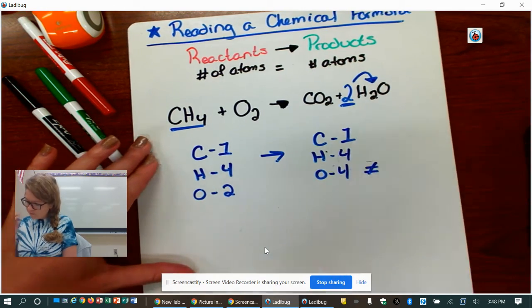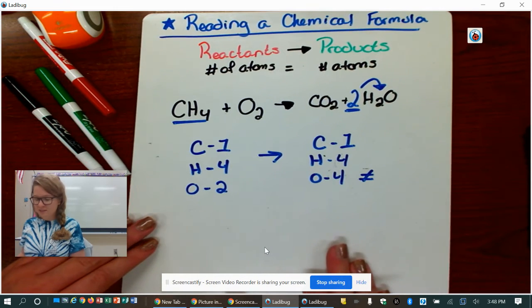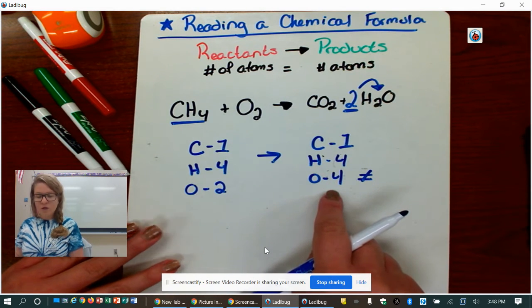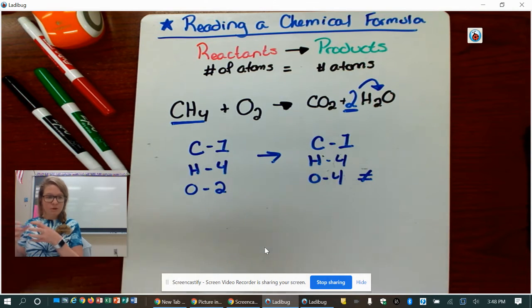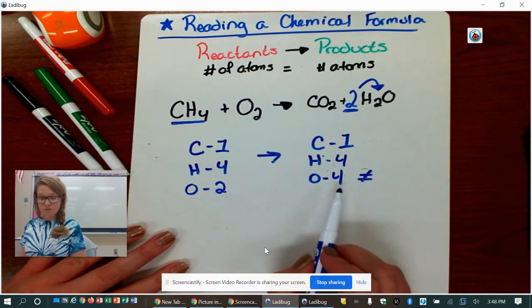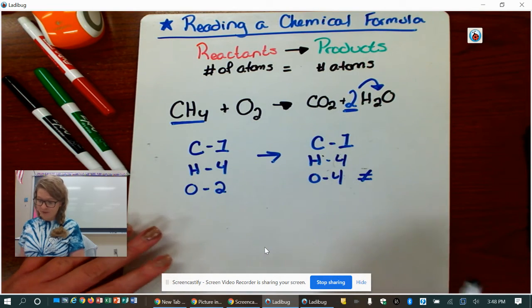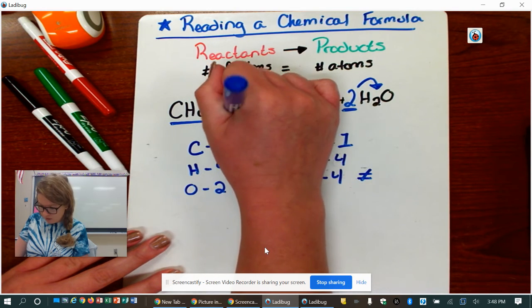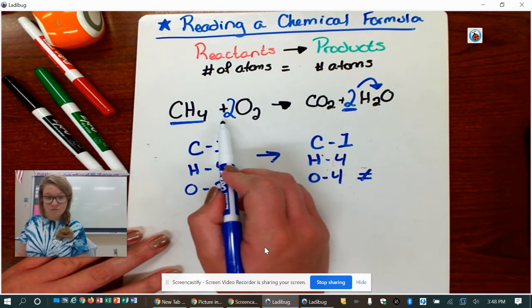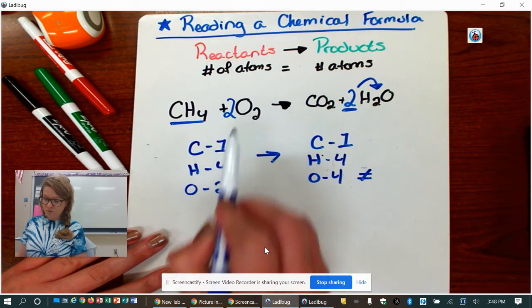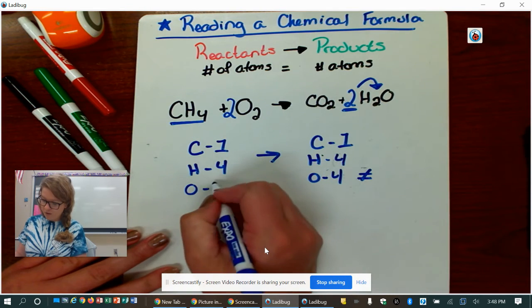Well, now my oxygens aren't balanced. I have 2 over here and I have 4 over here. You want to find the least common multiple between these two. How can I turn 2 into 4? I can double it. How can I double that? I go right here and I add my coefficient. That says I have 2 molecules of O2, which 2 times 2, I now have 4.